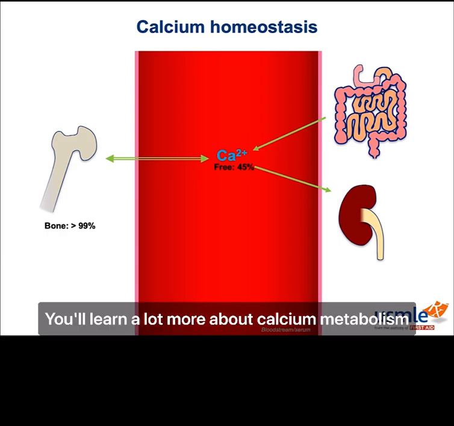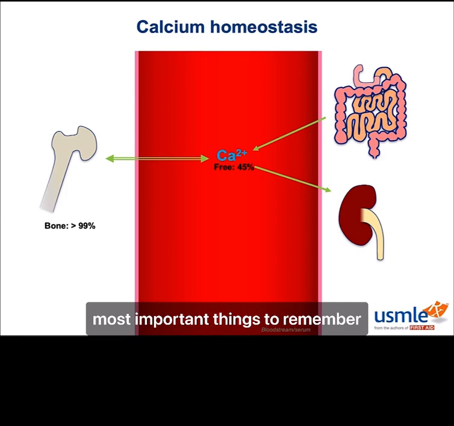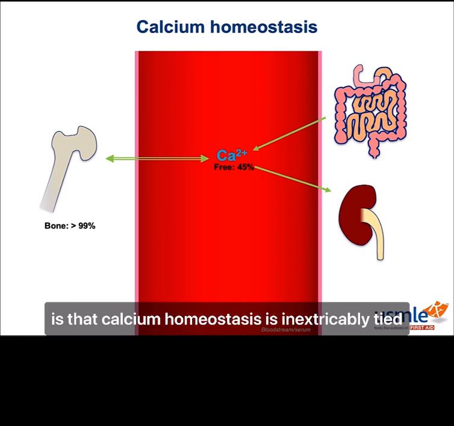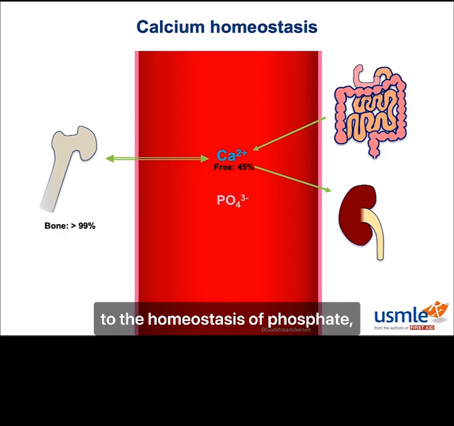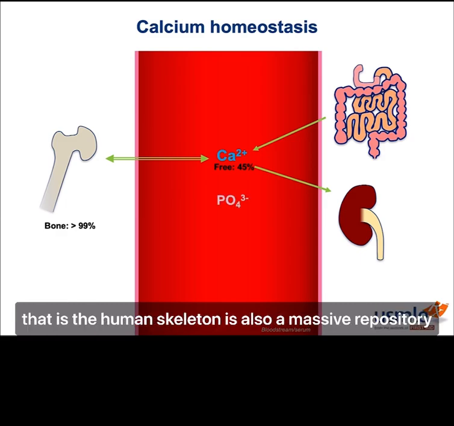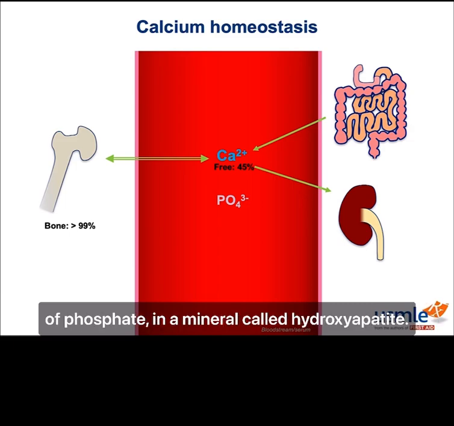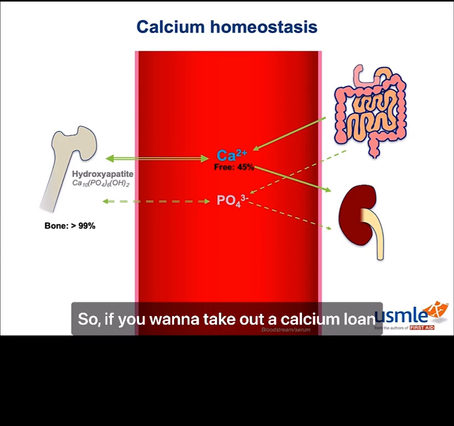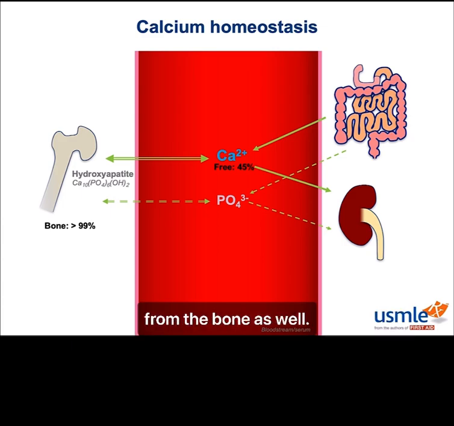You'll learn a lot more about calcium metabolism in the endocrine section, but one of the most important things to remember is that calcium homeostasis is inextricably tied to the homeostasis of phosphate, because that massive calcium repository that is the human skeleton is also a massive repository of phosphate in a mineral called hydroxyapatite. So, if you want to take out a calcium loan from the skeleton bank, so to speak, you're going to have to free up some phosphate from the bone as well.